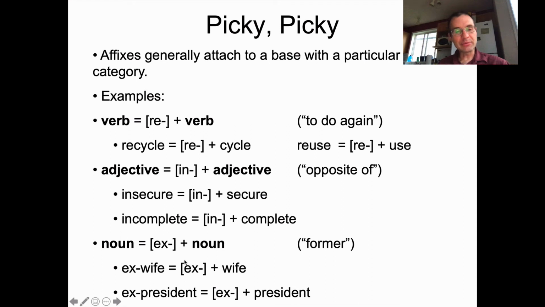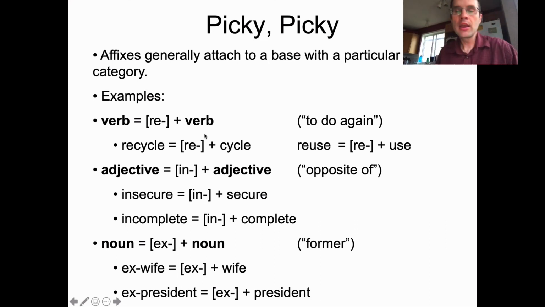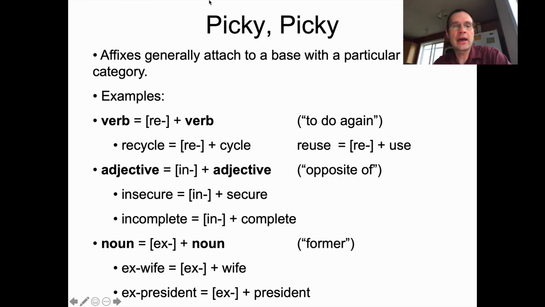Noun, an example of that, another prefix: you can add ex to a noun, which means the former version of that noun. So you may have a wife, or you might have an ex-wife, somebody who used to be your wife. You can have a president or an ex-president, somebody who used to be the president, and so on and so forth. All of these prefixes are getting specific about what kind of words they can attach to in terms of their lexical category, and then what kind of lexical category they create out of that process.